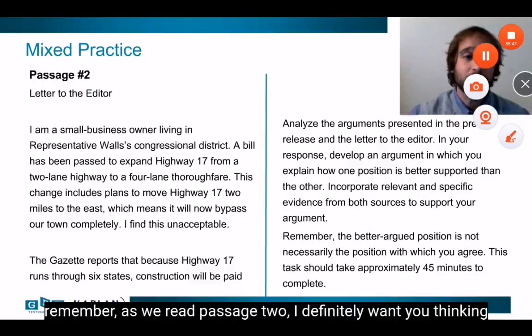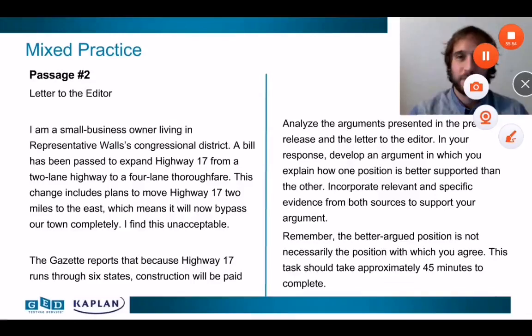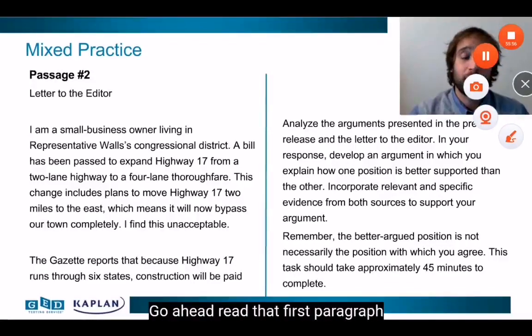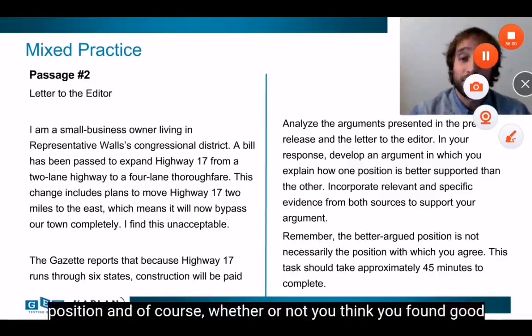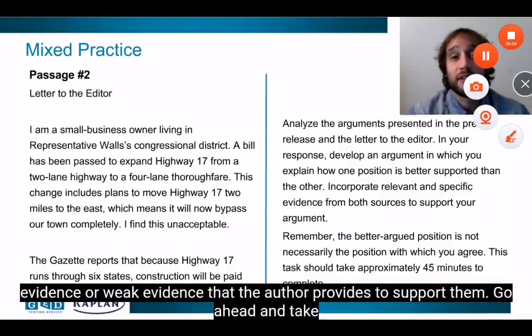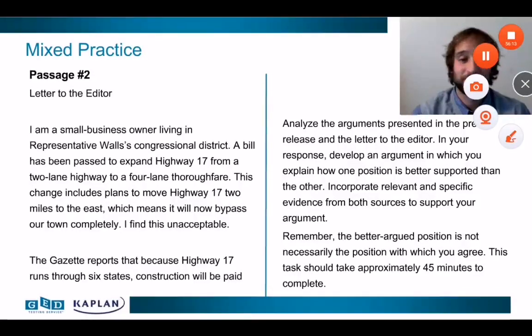And remember, as we read passage 2, I definitely want you thinking very closely about which side you would end up taking. Go ahead and read that first paragraph. And let me know when you think you found the author's position. And of course, whether or not you think you found good evidence or weak evidence that the author provides to support that. Go ahead and take a look at the first paragraph. Pause the recording to read and start it back up when you're ready to talk about it. Okay, let's see what you found.